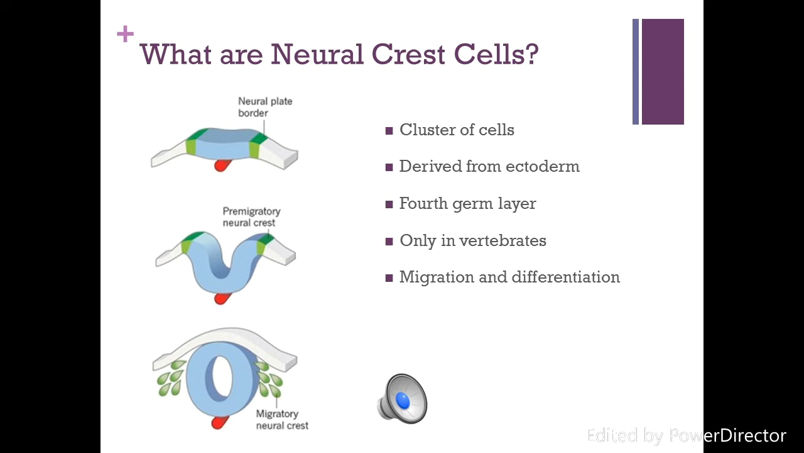The different cell types produced by the neural crest range from neurons and Schwann cells in the peripheral nervous system to the adrenal medulla in the endocrine system. They are also responsible for smooth muscle, bones, and cartilage.